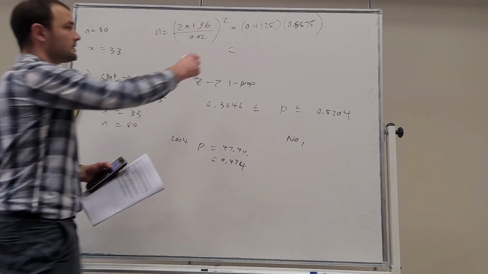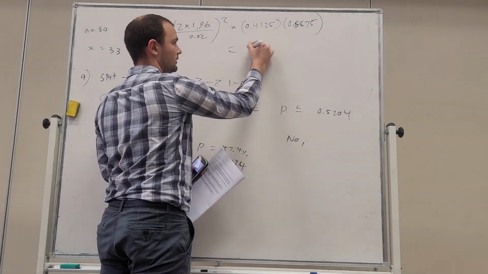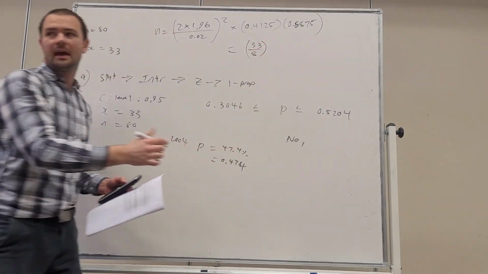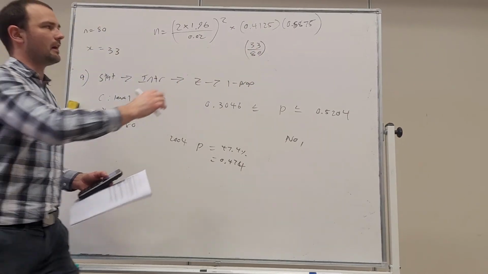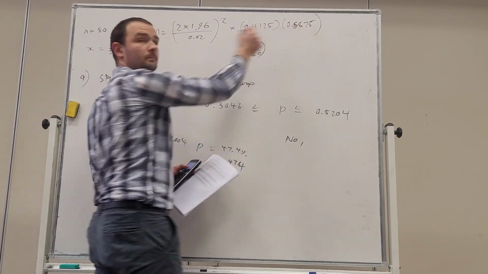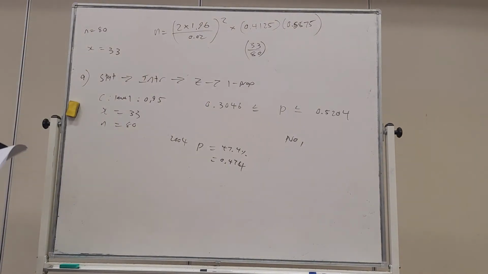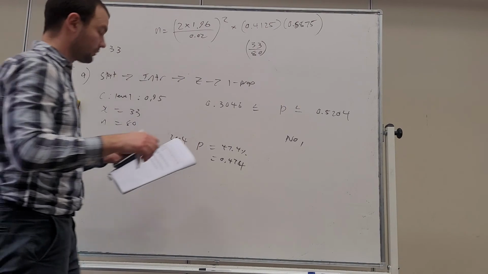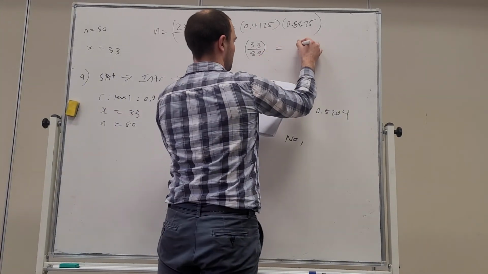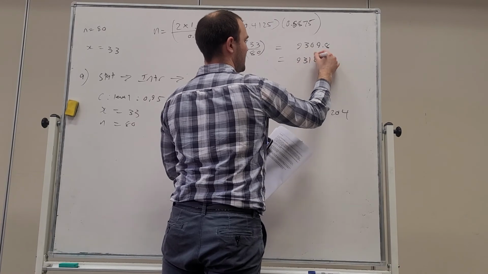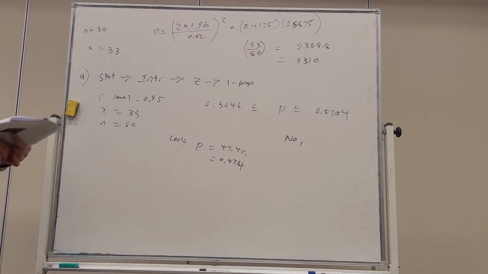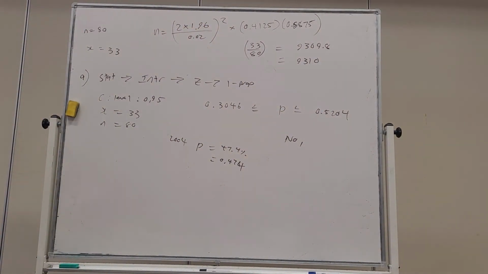Very good. That is 33 divided by 80. That's our value of p hat. Yep. And then that's 1 take p. So yeah, the formula's on the opposite page. So I got 9,309.8, so 9,310. And look at that to 3 significant figures, 9,310. Yep.